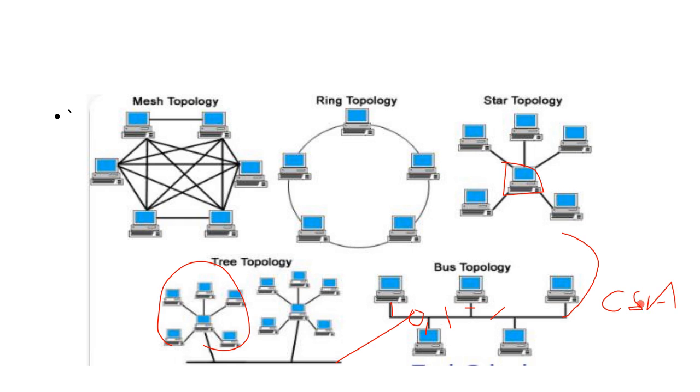So carrier sense multiple access collision detection, carrier sense multiple access with collision avoidance. So that is the bus topology. Maybe let's go to another one, like the ring topology.